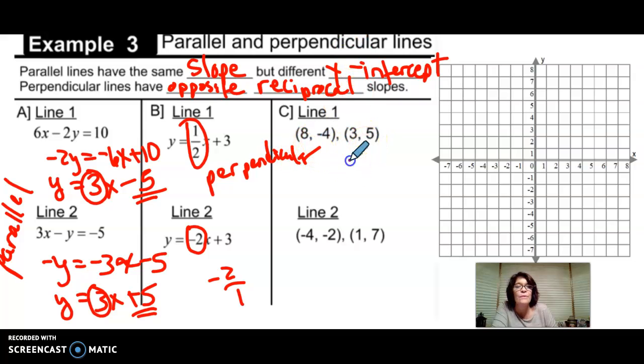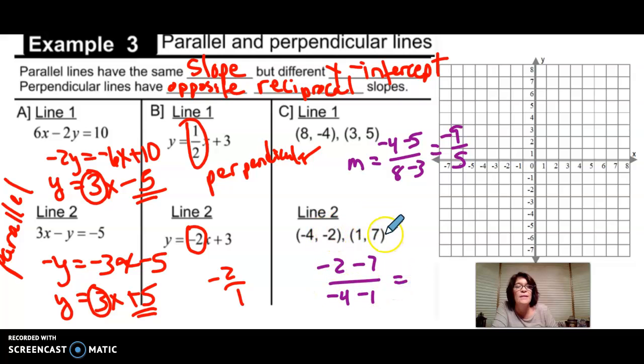The last one, I don't know. I'll have to find the slope of this. I'll subtract my y's, -4 minus 5. Subtract my x's. Looks like I get -9/5. Here I subtract my y's. Negative 2 minus 7, that's negative 9. Subtract my x's. Negative 4 minus 1 is negative 5. Negative over negative is positive. These are neither. They're not parallel. They're not perpendicular.